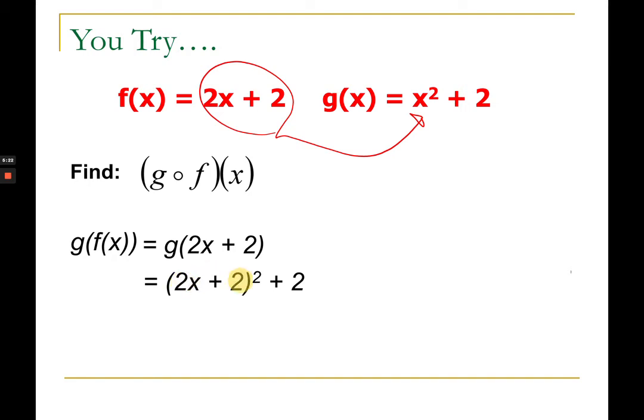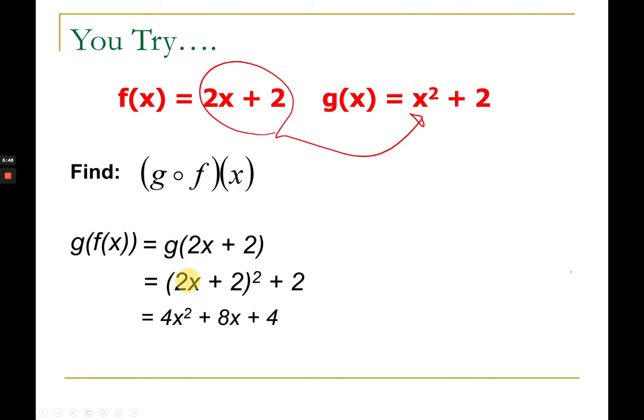4x squared. Your last term is 4. Now the middle term is supposed to be a combination, or you add your outside pair and your inside pair in your FOIL. But here is the shortcut. 2 times 2, 4. 4 times 2x is 8x.